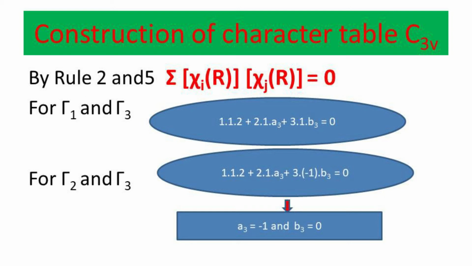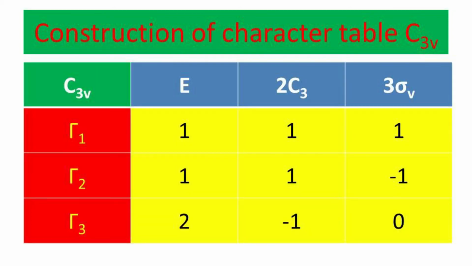Let me put those values in and complete the character table. Here is the character table for the C3V point group. Now one thing is left, that's the Mulliken notations. Since the dimension of gamma 1 is 1, I have to use the symbol A or B. But it's symmetric about the principal axis, that's C3, therefore I am using the term A. And it's symmetric about the plane, therefore A1.